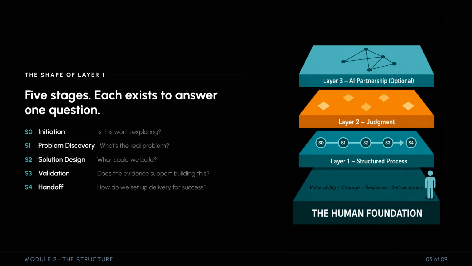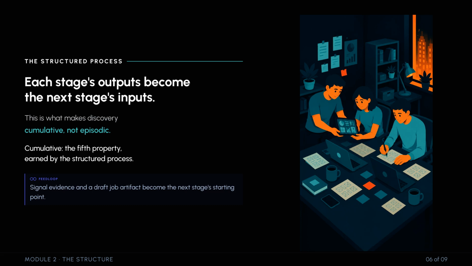Notice the map. The stages do not float separately. There are connectors running between them and decision points sitting at the seams. Those 2 things, the connectors and the decision points, are what turn 5 separate activities into one reliable process. They are where we go next. Look at what links the stages. Each stage's outputs become the next stage's inputs.